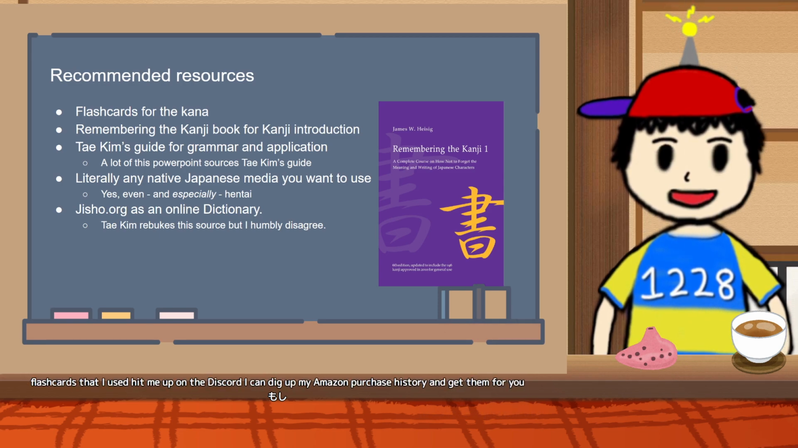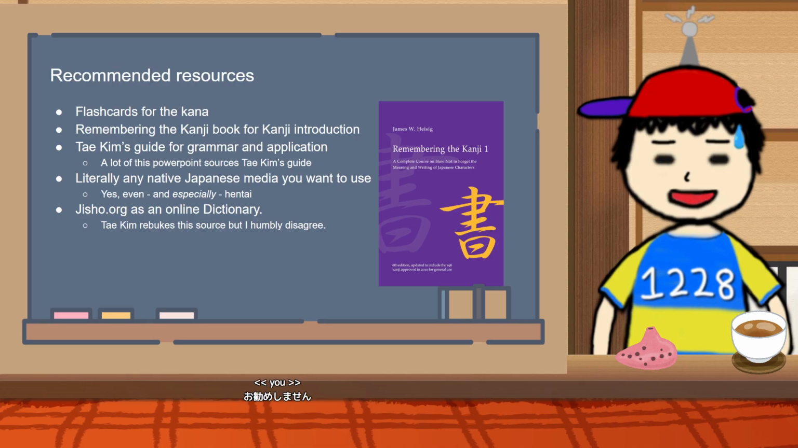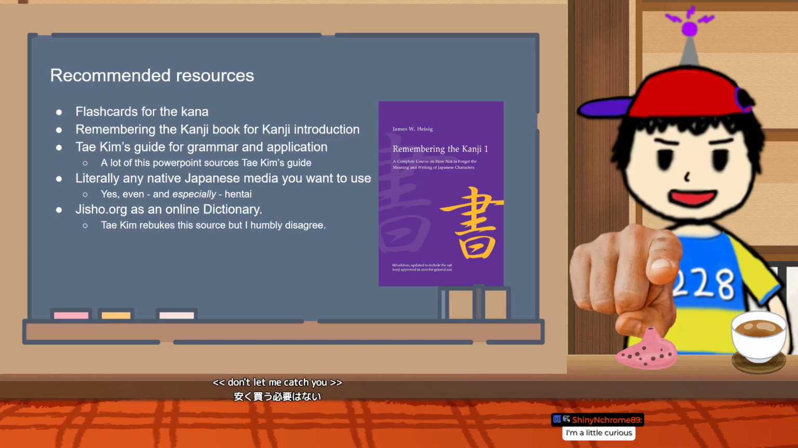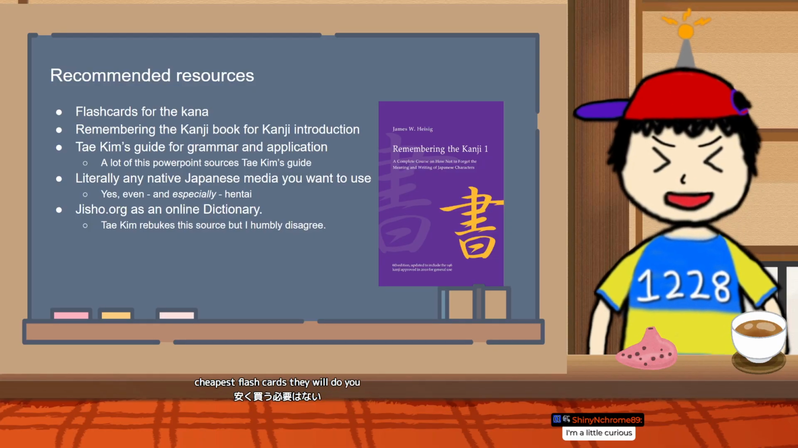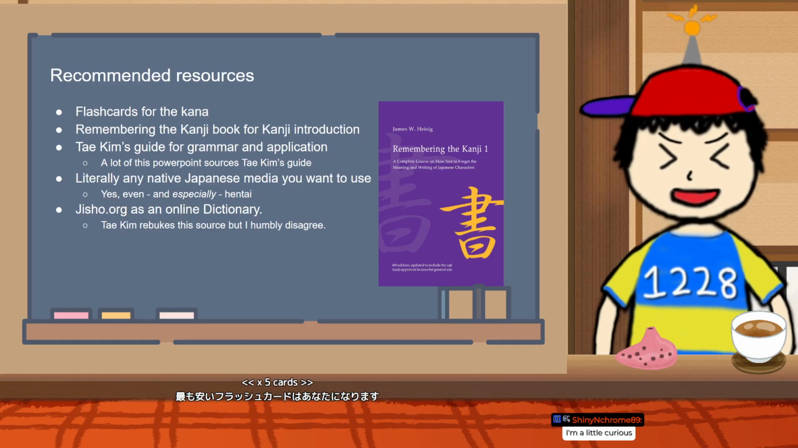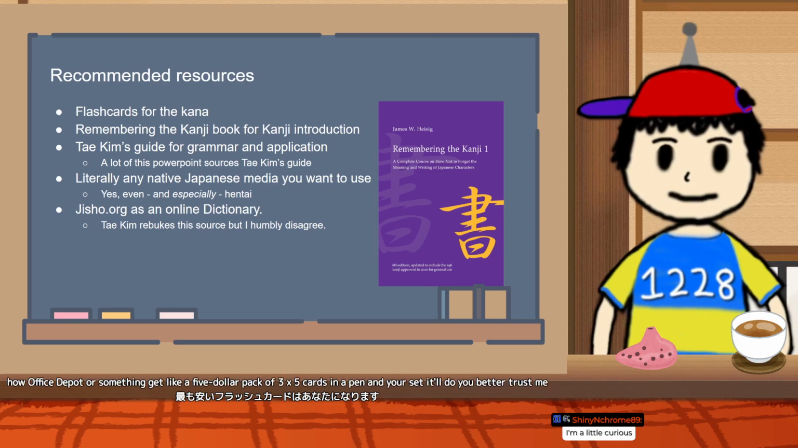I only don't recommend them simply because you do not need to spend $50 on flashcards. You don't need to. Get cheap flashcards. Don't let me catch you spending $50 on flashcards, you hear me? Get the cheap flashcards. They will do you wonders. Go to Office Depot or something, get like a $5 pack of 3x5 cards and a pen, and you're set. It'll do you better, trust me.